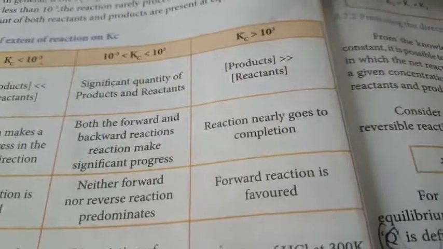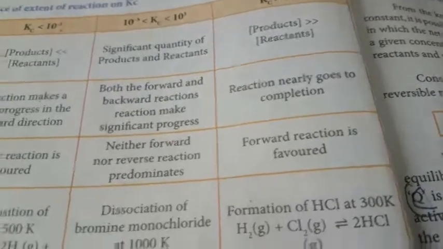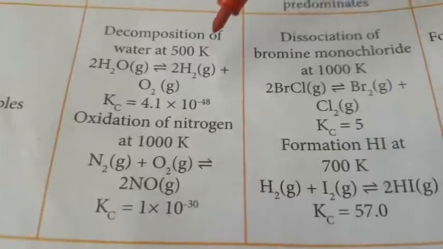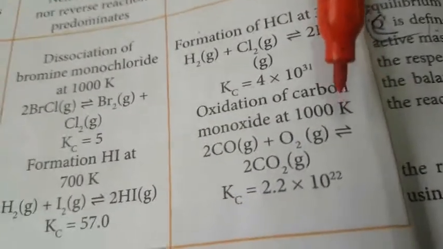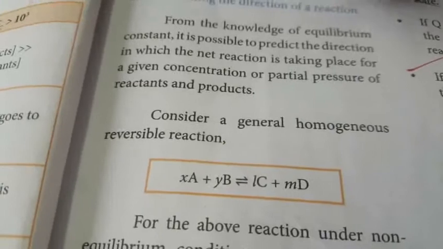So this is the condition for predicting the extent of the reaction from the equilibrium constant. Examples are the decomposition of water and the decomposition of bromine monochloride, where we predict according to the Kc value. Another one is how to predict the direction of the reaction.